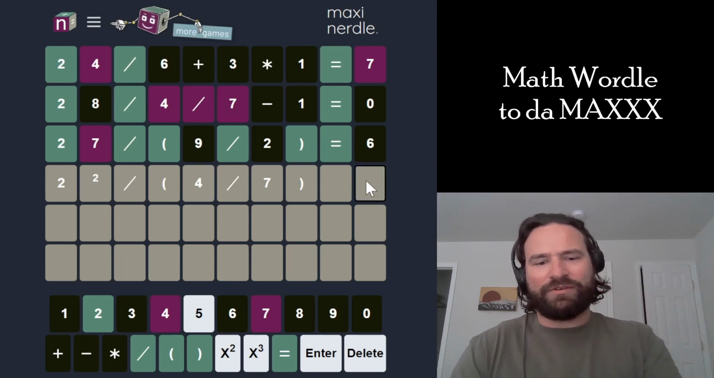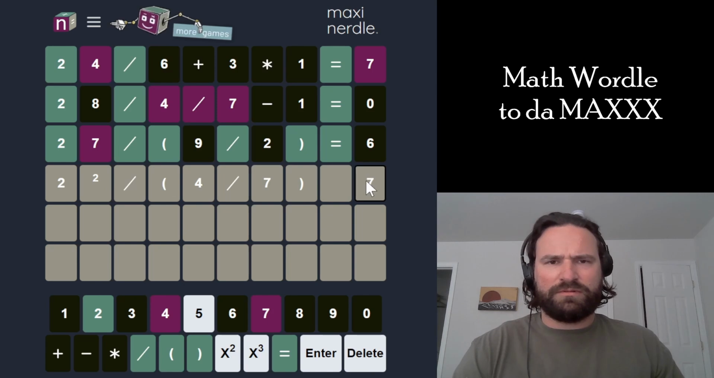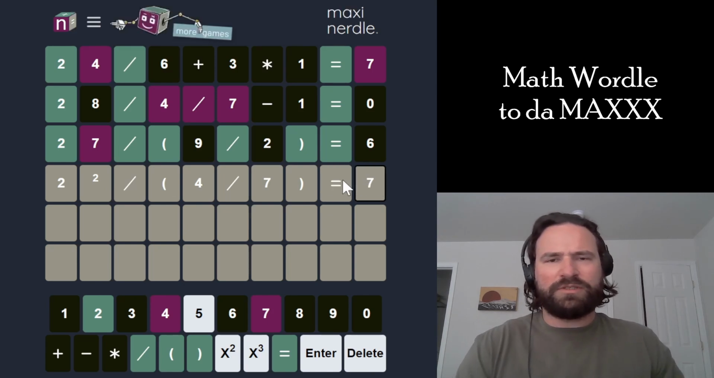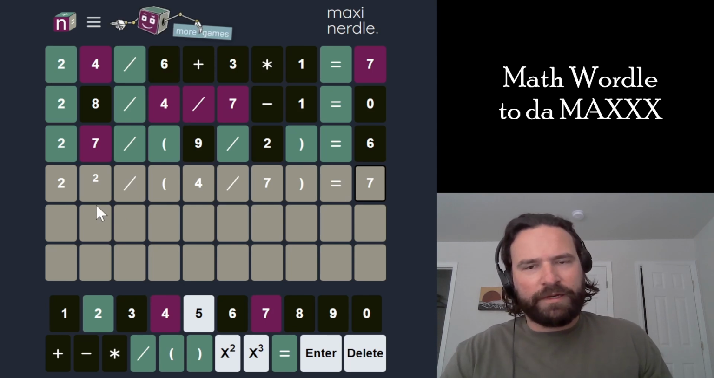I have to try this. I don't know what to do. Didn't put an equal sign. It can't equal 7. I guess I might as well think about this more. How does the 7 get involved? I'm trying it.